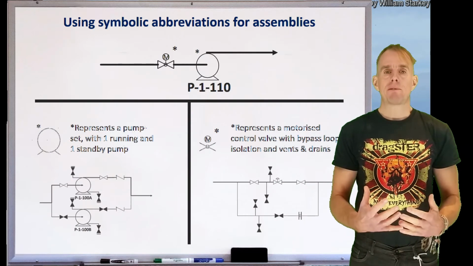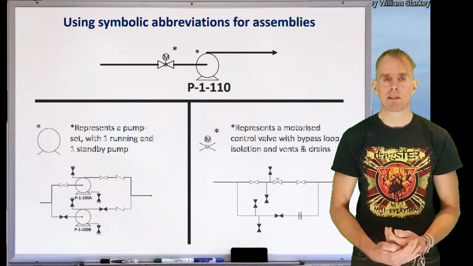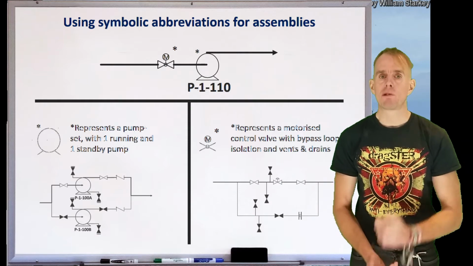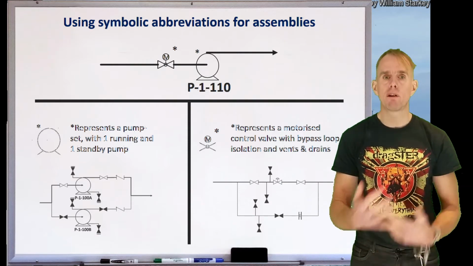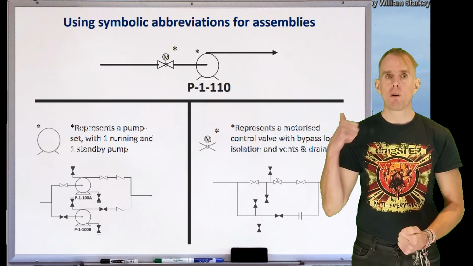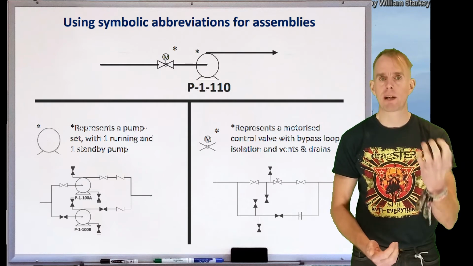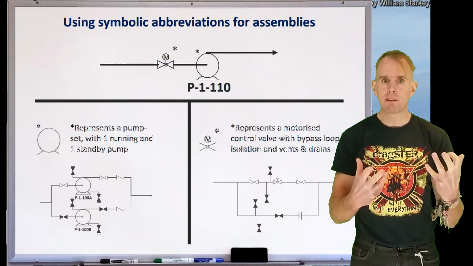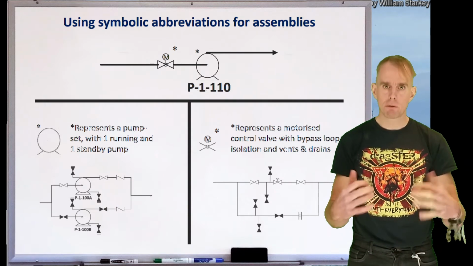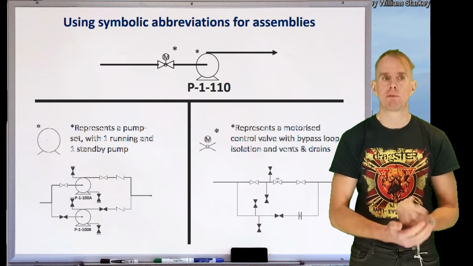Now, we've talked about pump assemblies and control valve assemblies. We've talked about the need for a piping and instrumentation diagram to show every single last piece of equipment, but also the importance of clarity. And so we can resolve these seemingly conflicting issues by using symbolic abbreviations. On the P&ID proper, I have a pump with an asterisk by it and a control valve with an asterisk by it. These asterisks mean that you have a symbolic abbreviation. In the footnotes, which was that lower red box, you have a diagram showing what that abbreviation refers to.